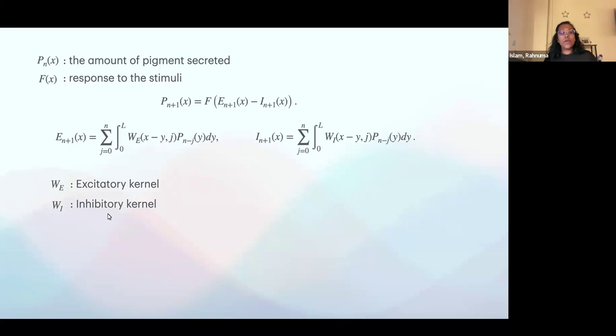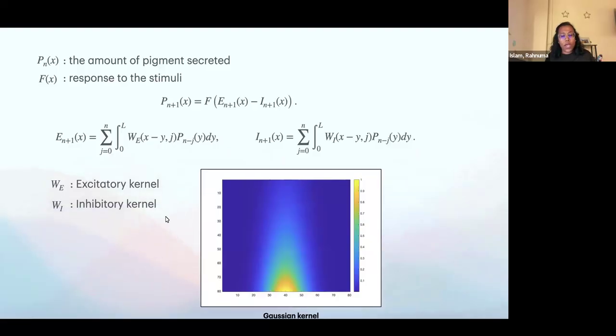Okay, so for this excitatory kernel and inhibitory kernel, how we define them is that we use a Gaussian kernel for these two, for the excitatory and inhibitory. This is the diagram for the Gaussian kernel. It shows that if a cell is excited, then the effect of this cell on a nearby cell would be greater than on a cell that is far away. So the distance between two cells will determine their neural effect on each other. The closer they are to each other, the more effect they will have.